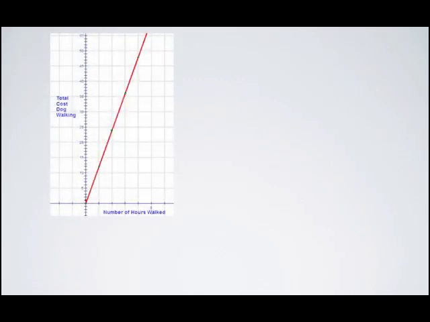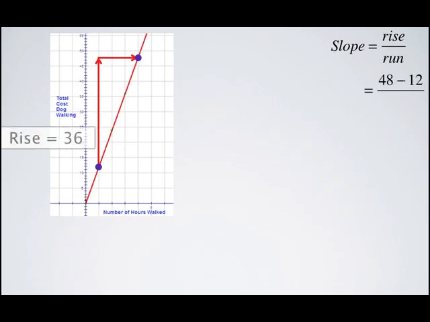If we examine our graph and try and look for the slope, we have to go through 2 points. We have a rise and a run. Recall our slope formula is rise over run. Well, the rise in this situation comes from 48 minus 12 for a rise of 36. And the run comes from 4 minus 1 for a run of 3. So our rise over our run is 36 divided by 3, which simplifies to 12.